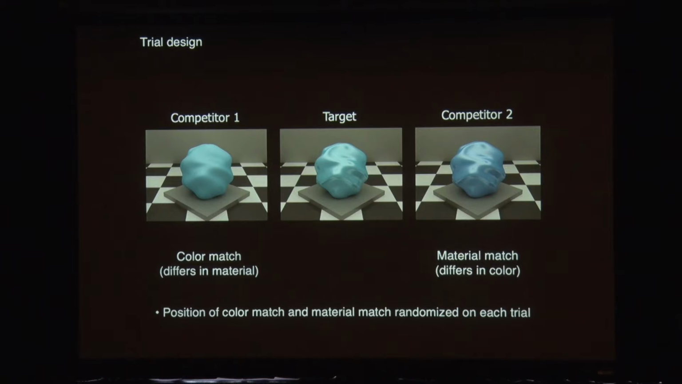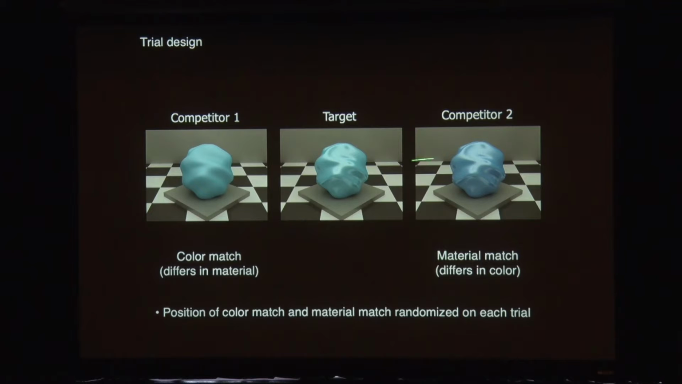To help understand our design, I just want to now define some terminology. We had the target, and for most of the data I'll be showing you, although we had other stimulus trials in there as well, we defined one of the competitors, the color match. The color match had the same diffuse spectral reflectance as the target, so in some sense the same color, although you could perceive it differently, but it varied in its material, or in this case its glossiness, the specular highlights in it. Here much more matte than the target.